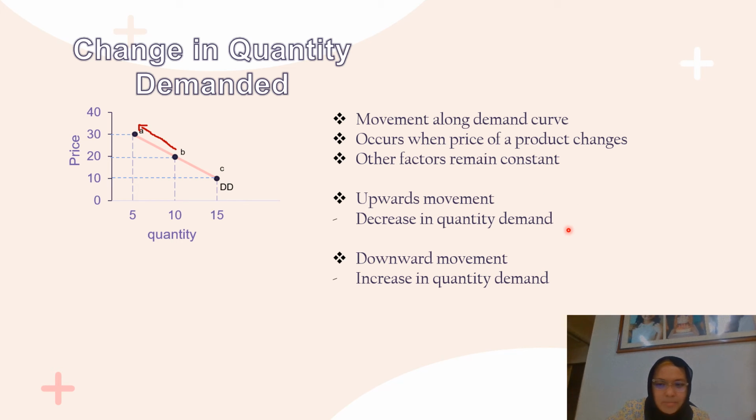Decrease in quantity demanded, how to prove? So you see, when the price is 20, quantity is 10. However, when the price is 30, quantity is 5. So that means there is a decrease.